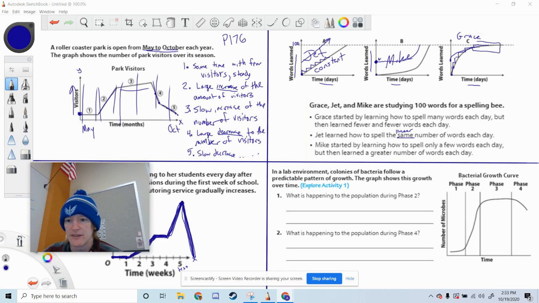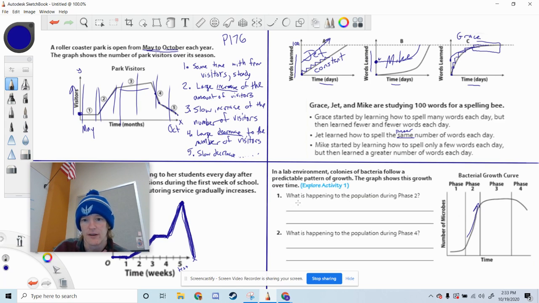We have a graph titled Bacterial Growth Curve. Phase 1, Phase 2, Phase 3, and Phase 4. We have the number of microbes, which is the number of living bacteria cells in this colony. And then this is something over time. Something's happening over time. So let's see. During Phase 2, what do we see here? We see the number of microbes increasing. Would we say it's increasing small or large, quickly or slowly?